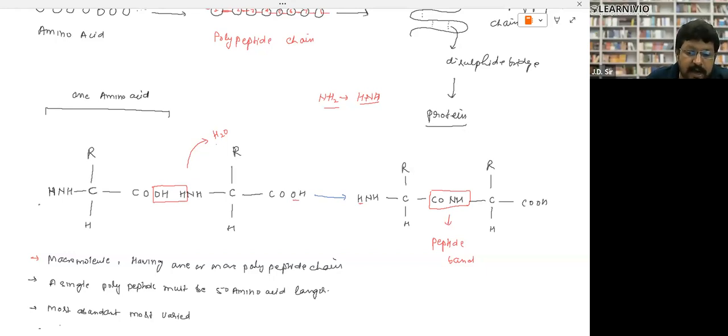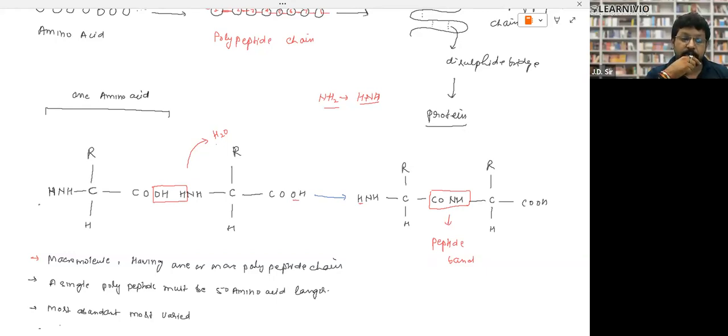Again, the amide group, alkyl group, hydrogen. Here the bond will be CO and NH. So this is CONH, they will make a bond. This is called the peptide bond. Again, this is the alkyl group, this is the carboxylic group, this is the hydrogen. The CONH bond is called the peptide bond. That's how the peptide bond forms. When peptide bond formation takes place, dehydration takes place, meaning a water molecule is removed. So whenever one peptide bond is formed, one water molecule is removed. Is that clear?